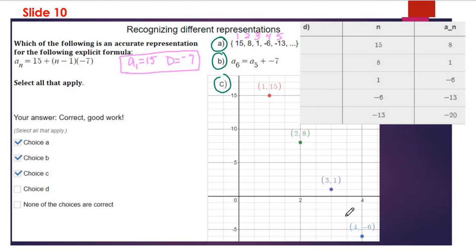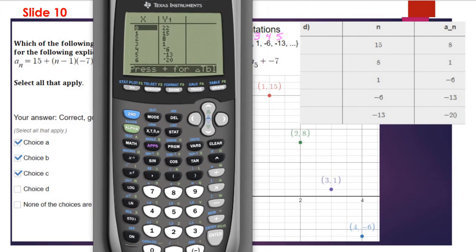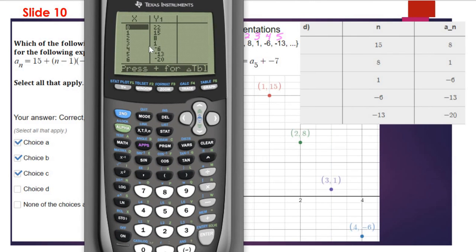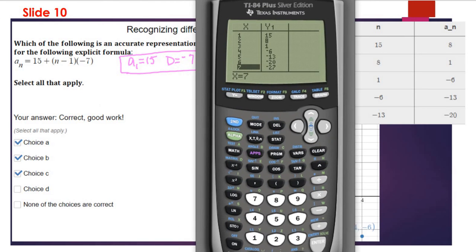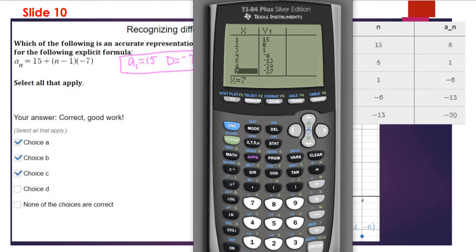When I look at these right here, I can see that my first term is 15, my second term is, and I'm going to bring this over here. And so I'm going to match it up, and I'm going to go ahead and cursor down so that I'm going to start with the first term. First term is 15, second term is 8, third term is 1, fourth term is a negative 6. That matches.